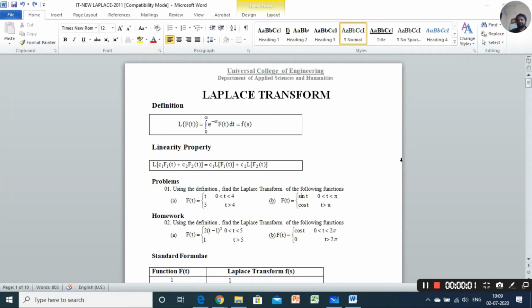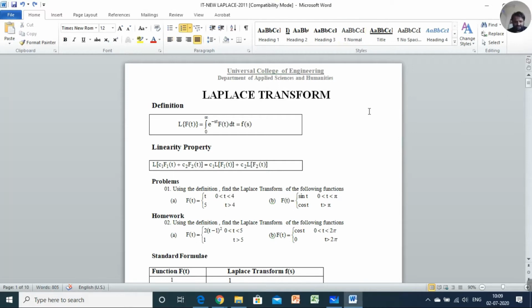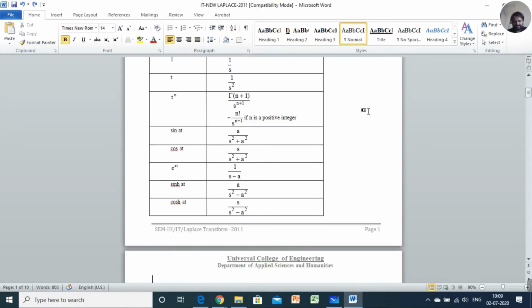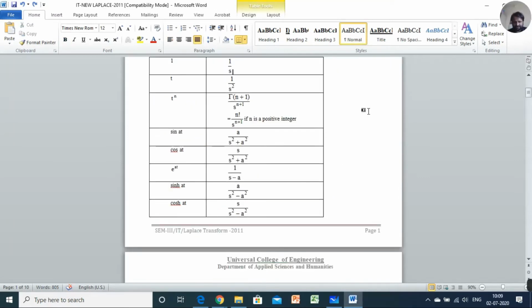Laplace transform. I will go with the revision concept. That's why I created this documented file. The definition of Laplace transform is kept as it is. Now, one by one: the first problem depends completely on the definitions, which are not required to solve such numericals.